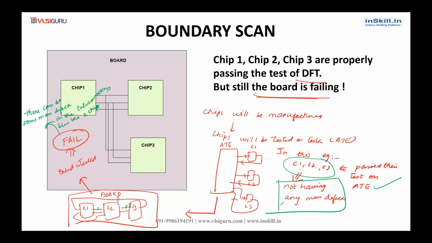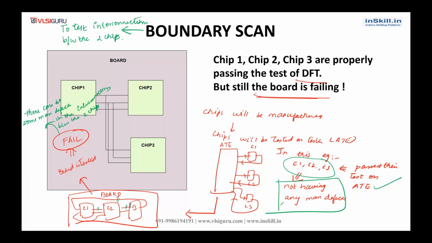Okay. So why do we use boundary scan? We use boundary scan in order to test the interconnections between the two chips. In order to test the interconnections between the two chips only, we will be going for boundary scan.